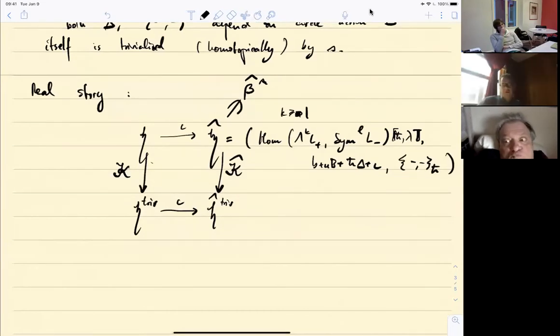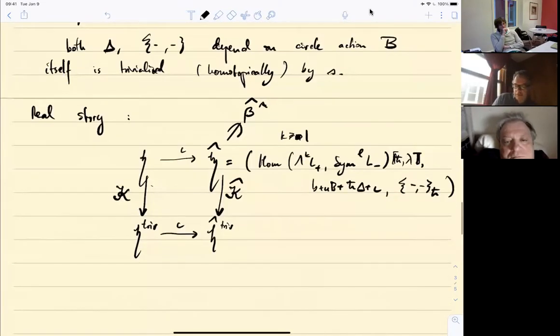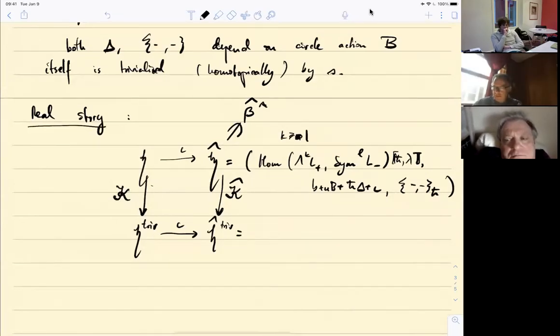So if we had constructed such quasi-isomorphisms, where H hat trivial is exactly, if you want, the same Hom, but the differential is just B plus U, B plus iota, and zero bracket. So that's before I get rid of delta and the bracket.